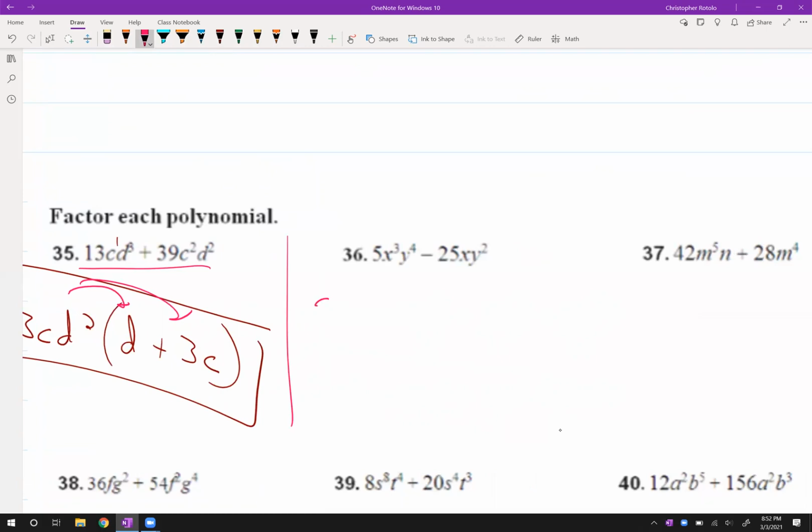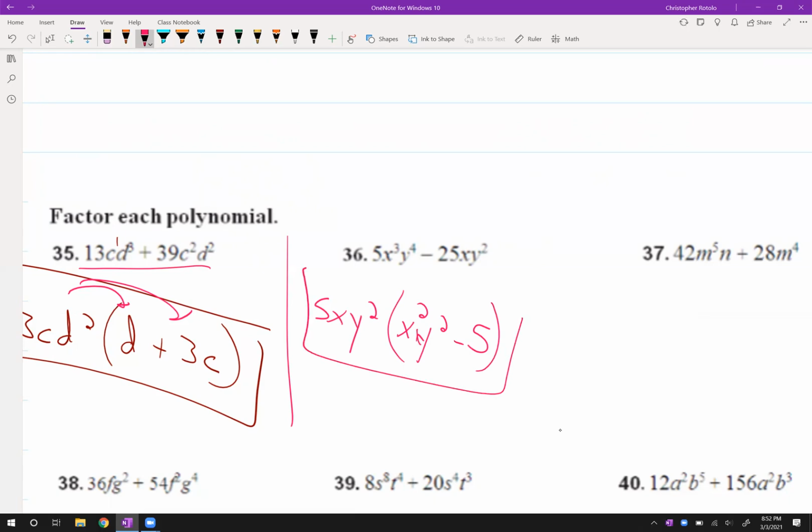5 and 25, both divisible by 5. x cubed and x to the first, so I only have 1 in both of them. y to the fourth and y squared, that's 2 of them. So if I take out the 5, it's going to give me 1. x cubed, take out 1, so I have x squared. y to the fourth, take out 2, that's y squared, minus 5, because 25 divided by 5 is 5. Take out the x, take out 2 of the y's, that's all we got.